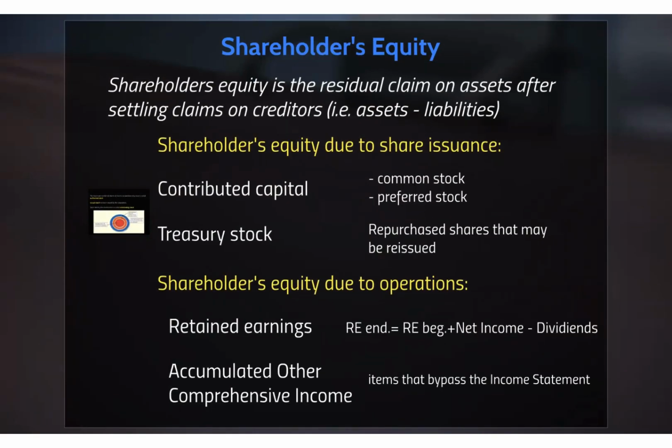When we speak about shareholders' equity, we define it as the residual claim on assets after settling claims of creditors. So assets less liabilities. Equity is assets less liabilities. Shareholders' equity due to share issuance could be defined as contributed capital, common stock, and preferred stock. We're going to discuss them in more detail today. And treasury stock. Treasury stock is the stock which was repurchased from the public and subsequently it could be reissued.